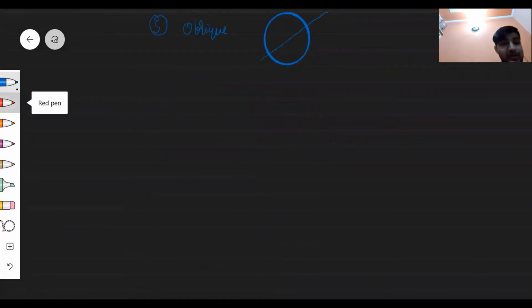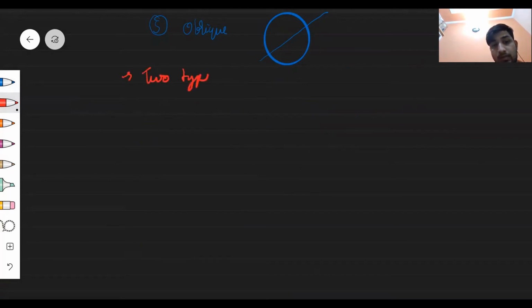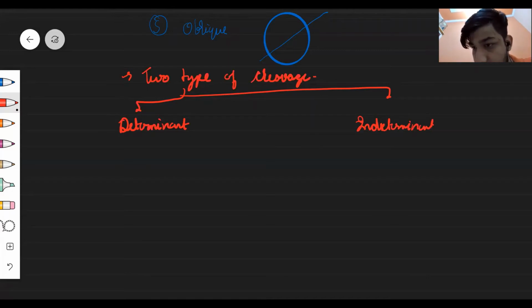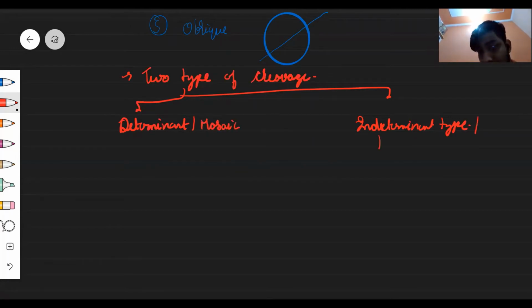And the types of the cleavage are of two types. What are these? The determinate and indeterminate type, or the mosaic and the regulatory.